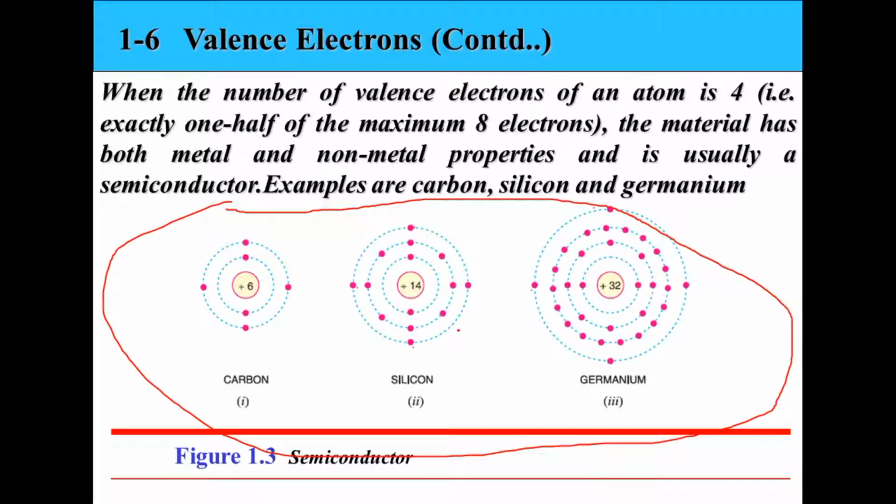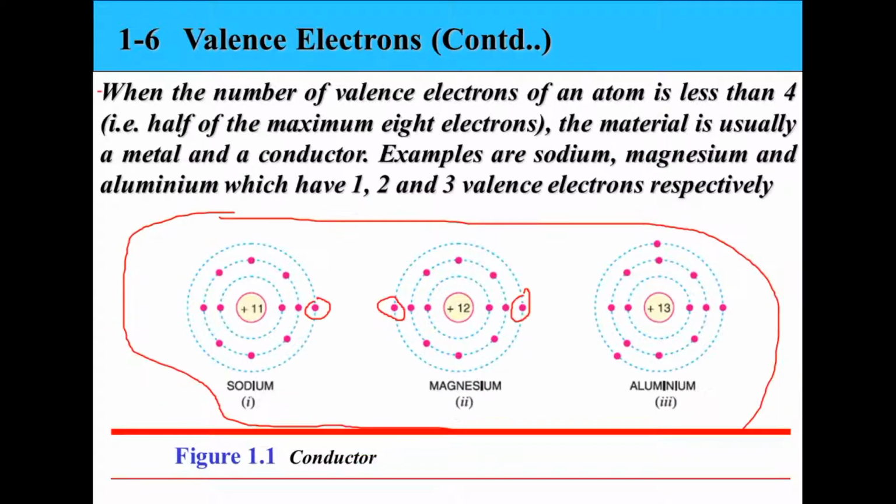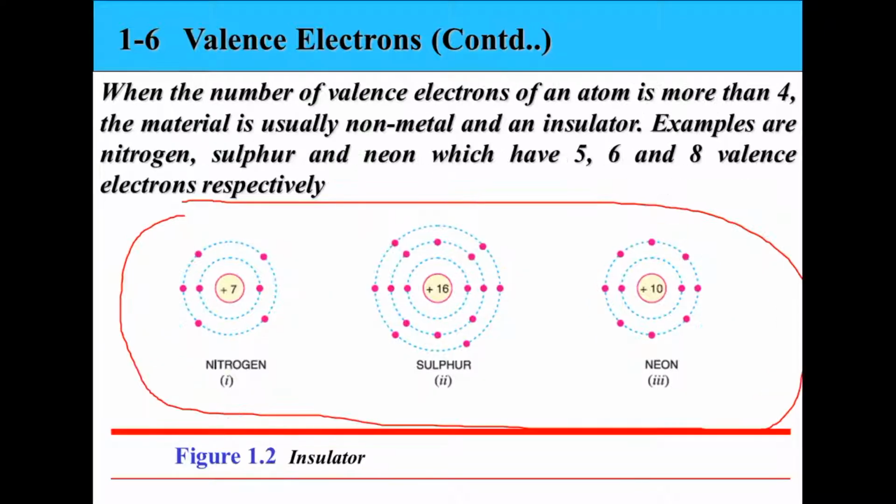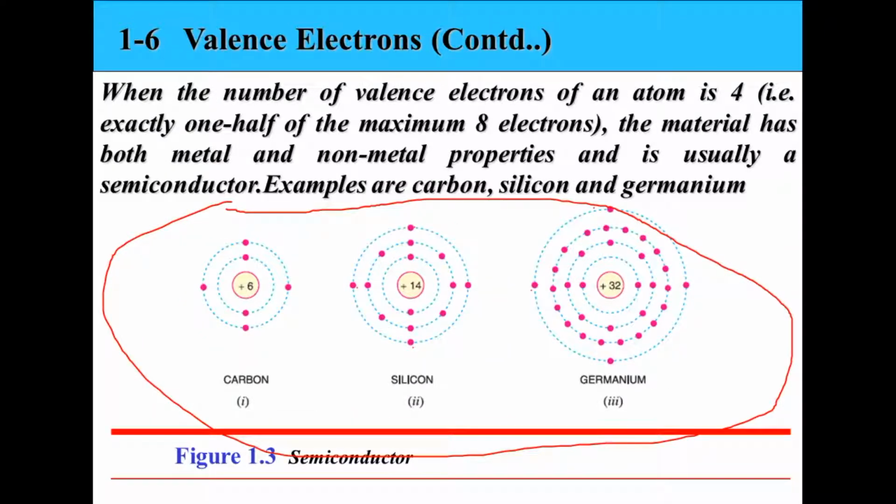With this simple rule, though I call it a rough rule, we can use the valence electrons, that is the electrons in the outermost orbit of an atom, to determine its physical and chemical properties. With these three rules: when the number of electrons is less than 4, the material is a metal or a conductor. When it is more than 4, it is an insulator. And when it is exactly 4, the material is a semiconductor. Again, valence electrons are the electrons in the outermost orbit of an atom.